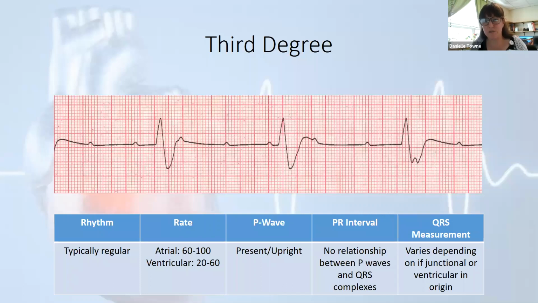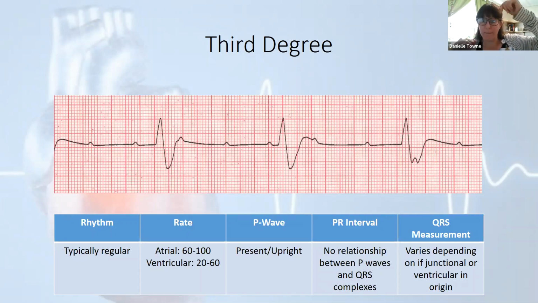All right, so that's third degree. The third degree is also known as a complete heart block, and that occurs when the AV node is completely non-functional. The SA node continues to send out impulses causing atrial contractions, but then the electrical impulse moves from the atria to the AV node. Nothing gets passed from the AV node.